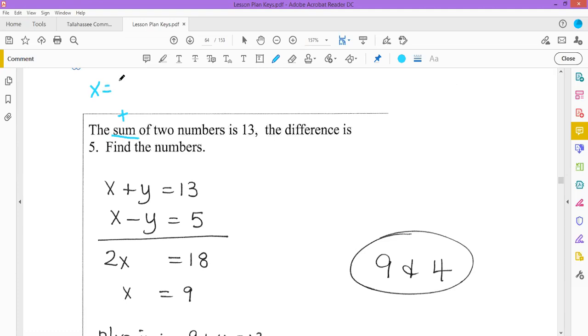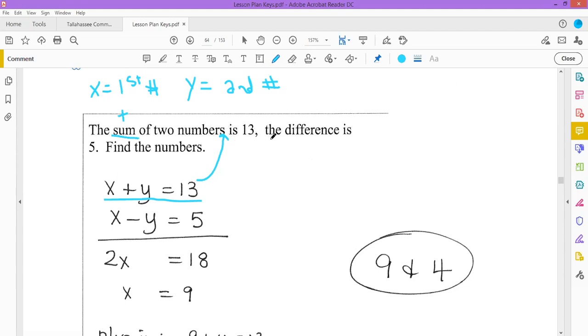We'll say x is the first number, and we'll say y is the second number. That sentence says the sum of two numbers is 13. How do I find the sum of x and y? I add them up. So x plus y equals 13. This is the equation we get based on this first statement.